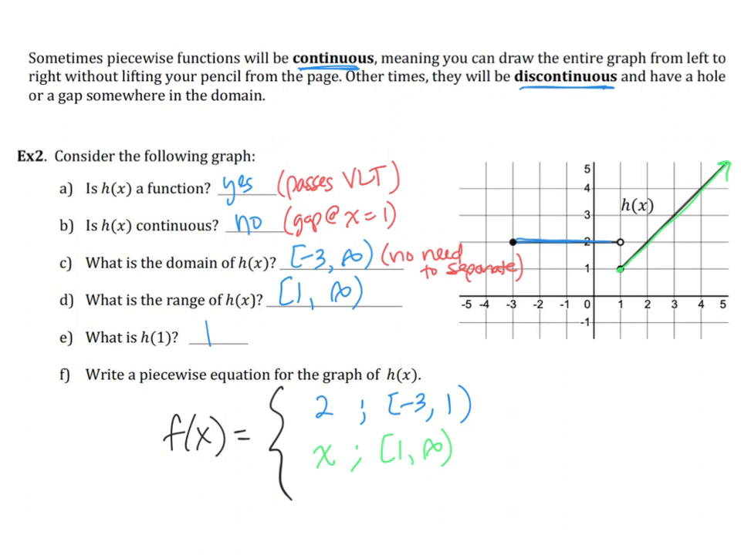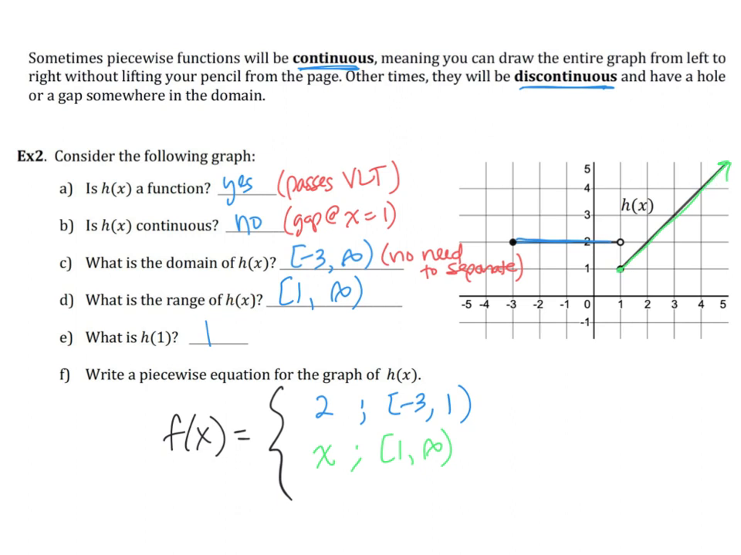Okay, are these the answers that you got? So the first one: is h of x a function? Yes, it is, because if I do the vertical line test, it's going to pass the vertical line test. Even here, undefined up here, defined here, so yes, it passes the vertical line test. Is it continuous? No, we had a gap there at 1, so we had to jump, pick up our pencil. What is the domain? Well, it goes from -3 and it continues on to infinity. It is defined at 1, it's just you jump down here to define it.